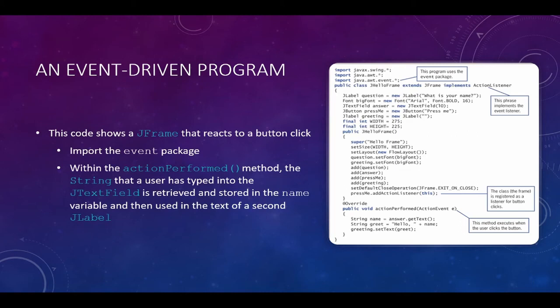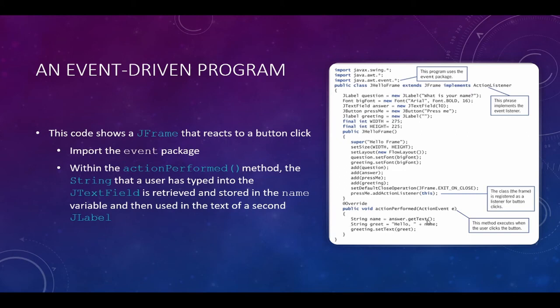This code is showing an event-driven program. So here is my class that extends JFrame. Here's my new, don't forget your imports, and implements ActionListener. That is what is going to tell this class that it's going to have to listen for something. Also, within that, we've got an actionPerformed. This is a method that we're going to override, and anything that we want to do once the button is clicked, we're going to put in here.